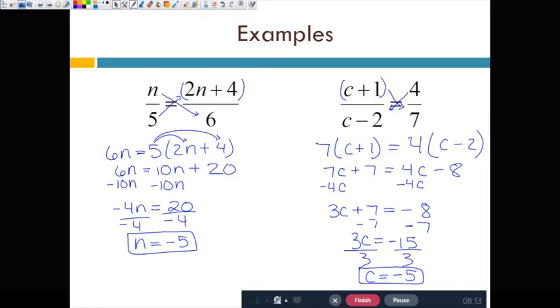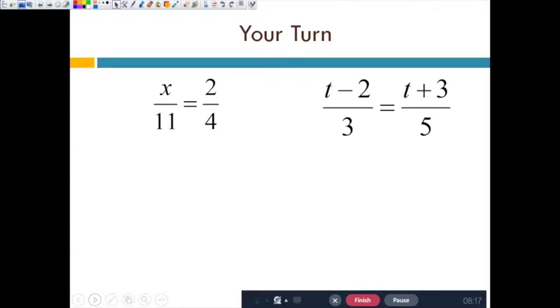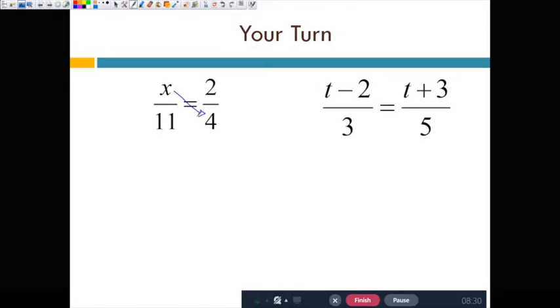We're going to do this your turn together, but I'm going to need your help. So what's the first thing I'm going to do? Cross multiply. And can somebody tell me what I'm going to cross multiply? X times 4 and 11 times 2. I'm going to multiply x times 4 and 11 times 2. So what is x times 4? 4x. And what is 11 times 2? 22. Now what am I going to do?